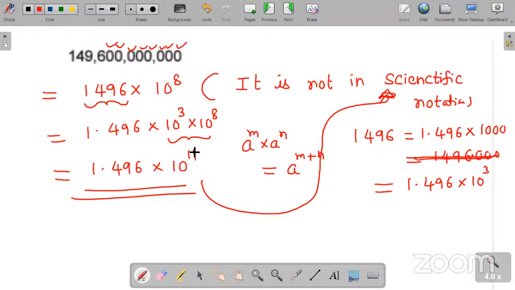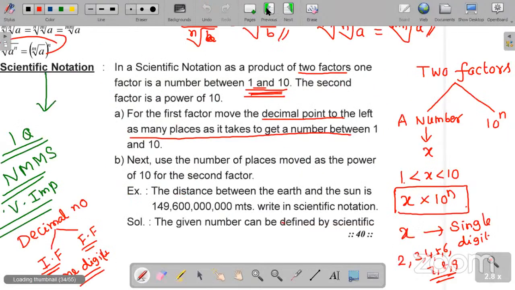1.496 into 10 to the power of 11 meters is the approximate distance from the sun to the earth. Generally, astronomical units are used, but if you want to express it in meters, we cannot read it easily. For our convenience in reading, we need to express it in scientific notation. Clear? Okay. Thank you.